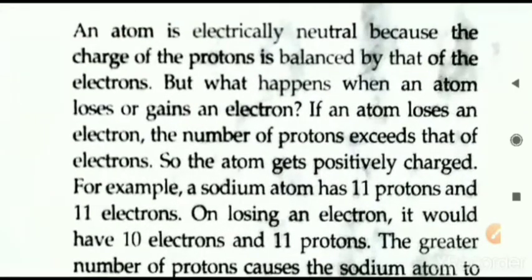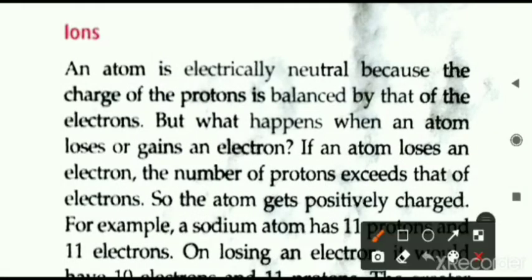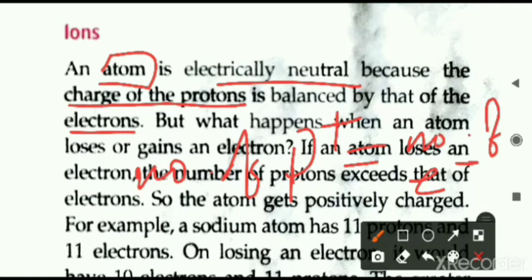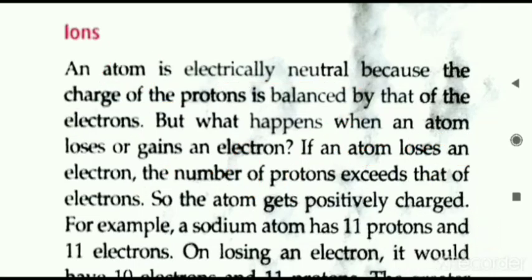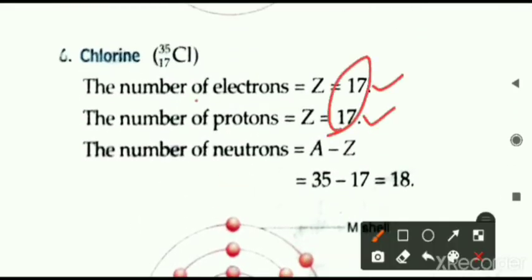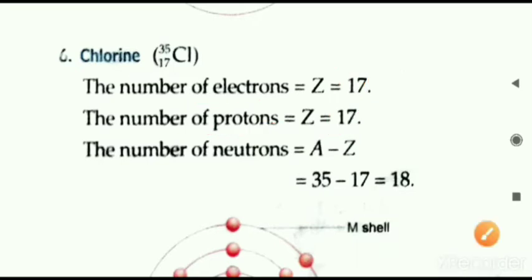After the electron distribution topic, the next topic is about ions. Basically, a particular atom is neutral. It is electrically neutral. Why is it so? Because the positive charge of the proton is balanced by the charge of the electron. That means the number of protons, P plus, is equal to the number of electrons, E minus. The number of protons and electrons is always the same. We have already seen in previous topics that the number of electrons and protons are the same in all atoms.